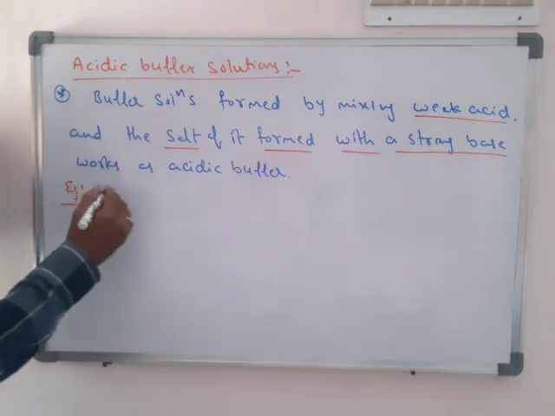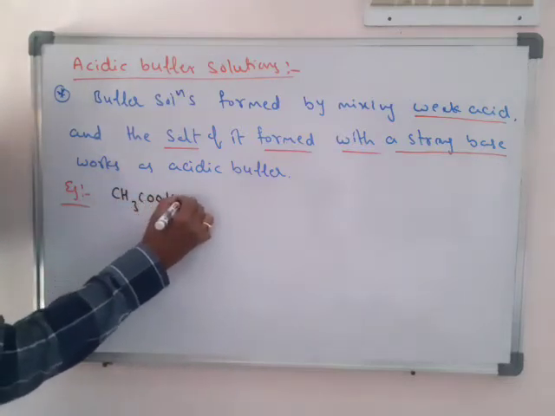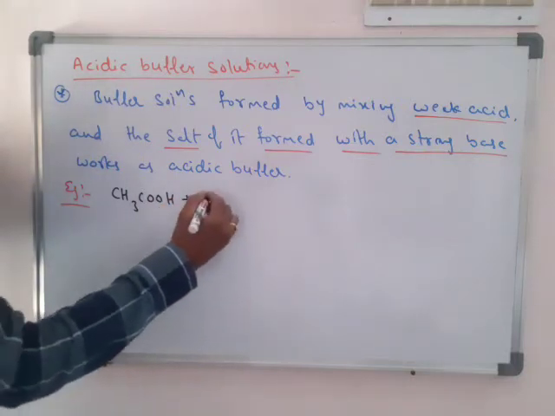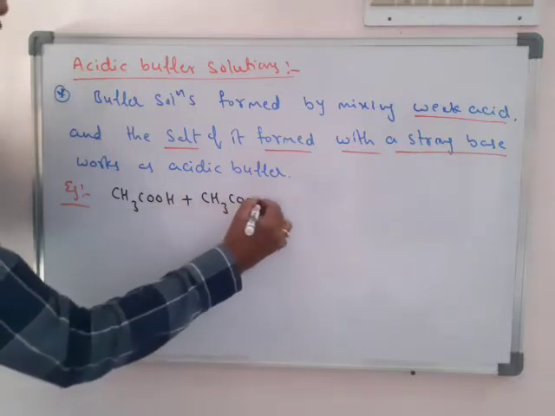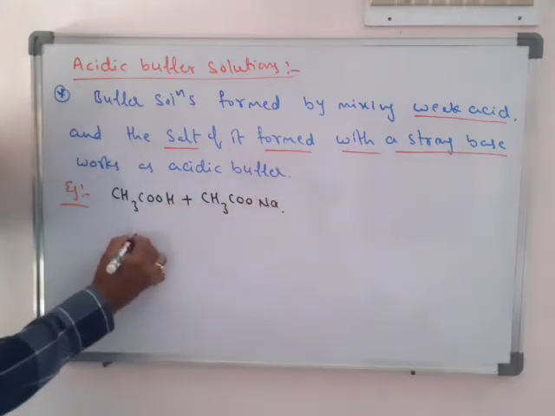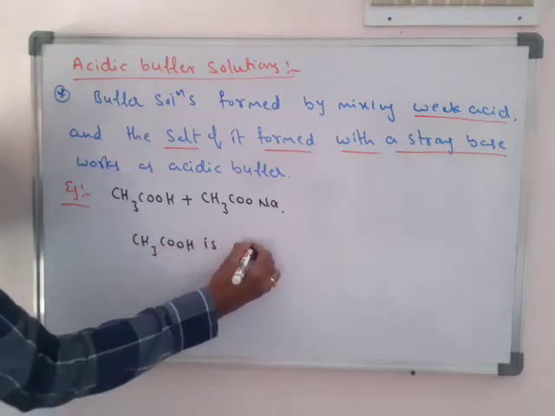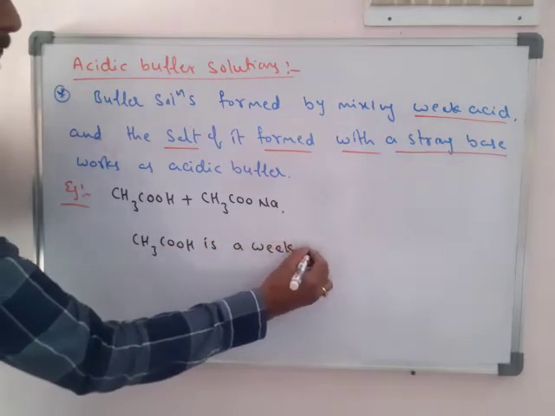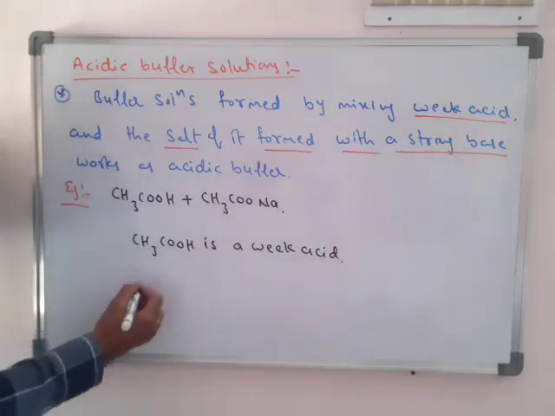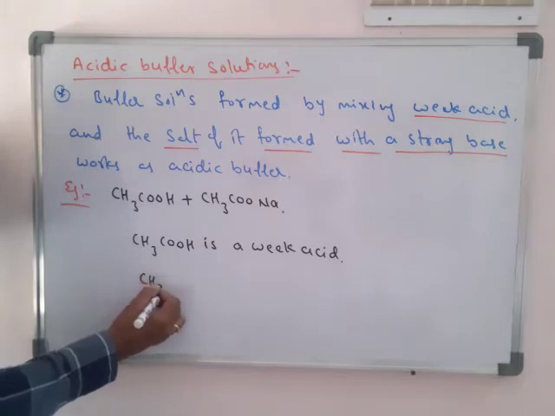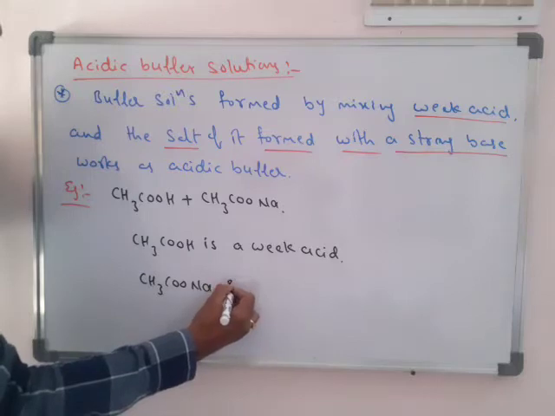So see, just take a weak acid, that is acetic acid, which is a weak acid. Next, add a salt formed by it with a strong base. Here weak acid is mixed with the salt. So what is CH3COONa? It is sodium acetate, CH3COONa salt.